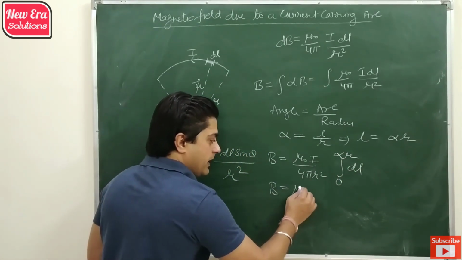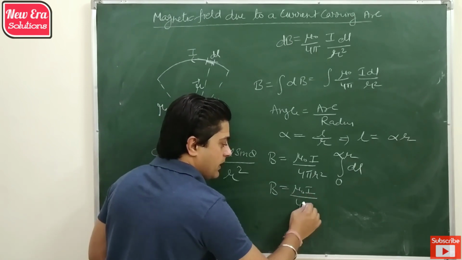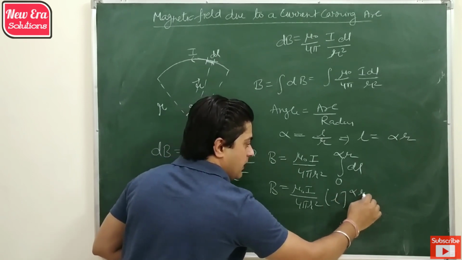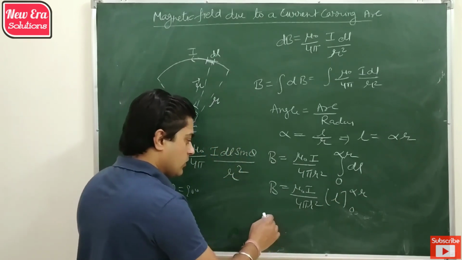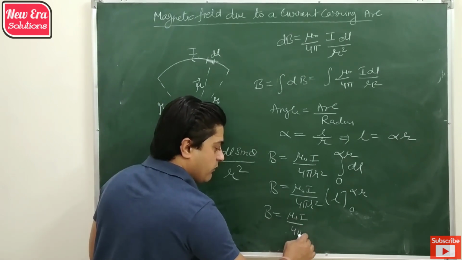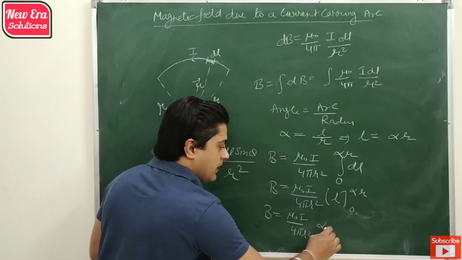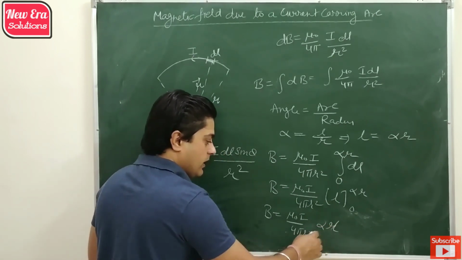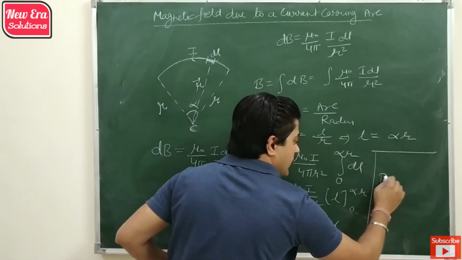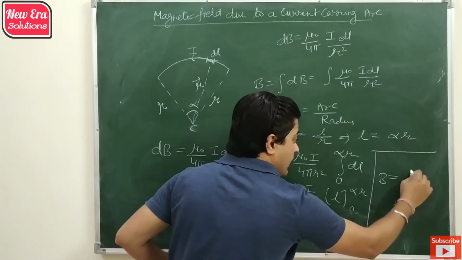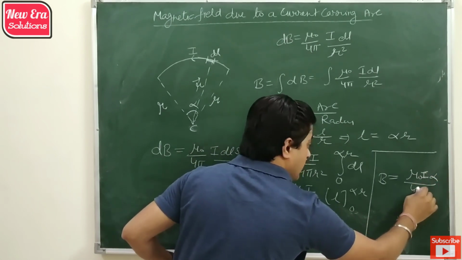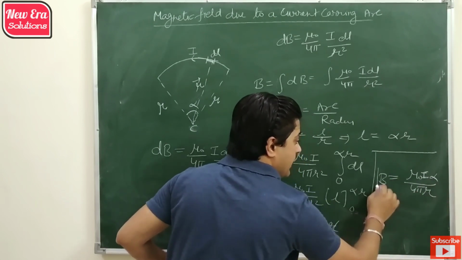Now by integrating this, we get mu naught I by 4 pi r square, L with limits alpha r and 0. So B is equal to mu naught I by 4 pi r square into alpha r. So one r is cancelled out and we get the magnetic field at the center of a current carrying arc as mu naught I alpha upon 4 pi r.